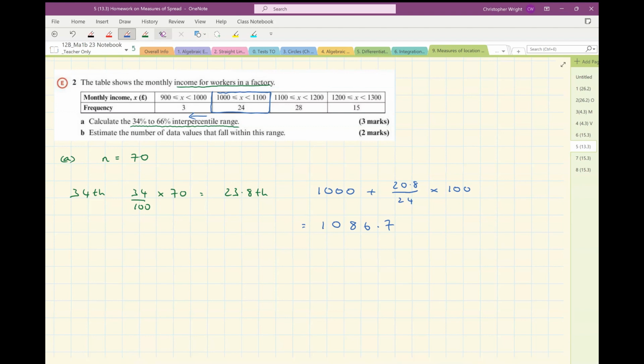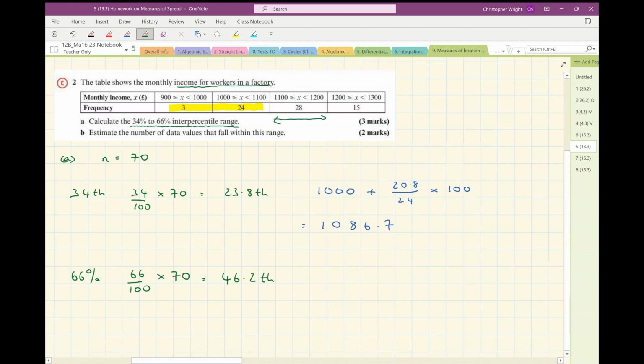All right, let's have a think now about the 66th centile. So let's find out which person that's going to be. Well, 66% of 70, I'm looking this time for the 46.2th person. All right, so let's see where they're going to be. That's the first 27 people there. Now the 46.2th person is going to lie somewhere here. Right, so we know their salary is going to be 1,100 plus a certain fraction of this extra 100.